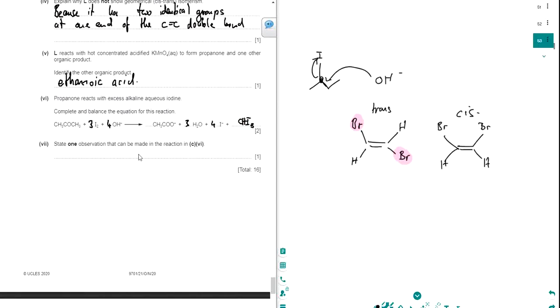State 1 observation that can be made in this reaction. There will be a yellow precipitate.